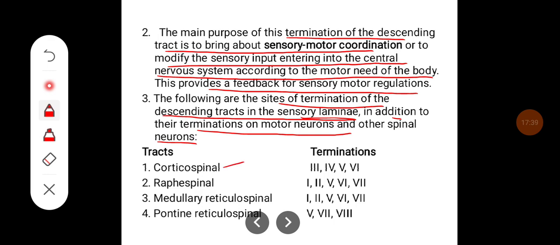The corticospinal tract mainly terminates on sensory laminae 3, 4, 5, and 6. Raphe spinal fibers terminate on 1st, 2nd, 5th, 6th, and 7th. Medullary reticulospinal fibers terminate on 1st, 2nd, 5th, 6th, and 7th. Whereas the pontine reticulospinal tract terminates on 5th, 7th, and 8th Rexed laminae.